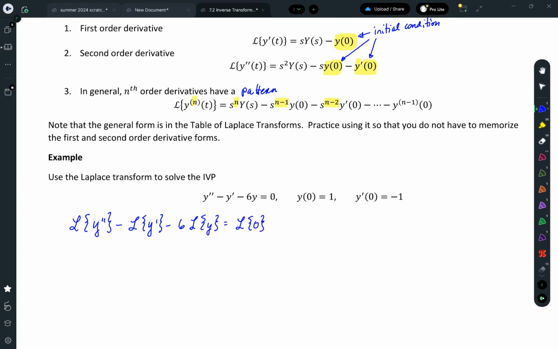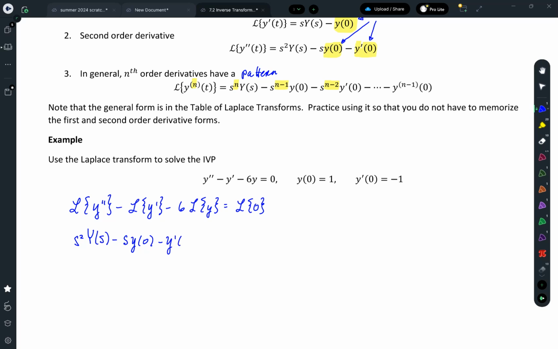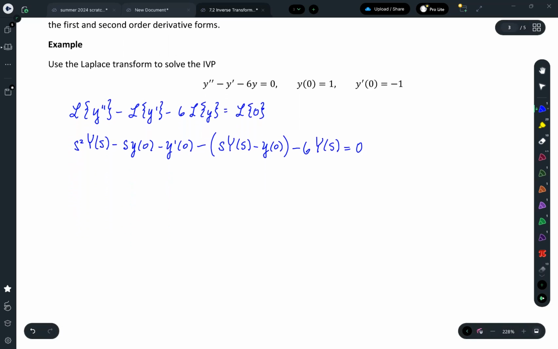So just taking the Laplace of both sides of the equation and using the linearity, the Laplace of y double prime gives me s squared big Y of s minus s little y of 0 minus little y prime of 0, minus the Laplace of y prime gives me s big Y of s minus little y of 0, minus 6. The Laplace of little y is big Y of s, and the Laplace of 0 is 0. Think about integrating 0. You just get back 0. Okay, so we've used our definitions there.